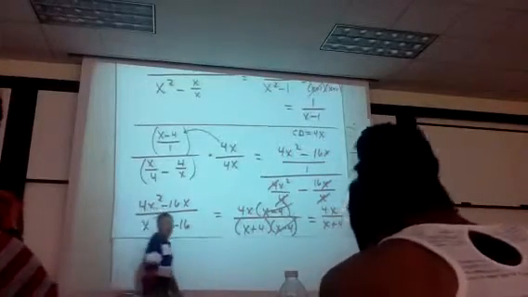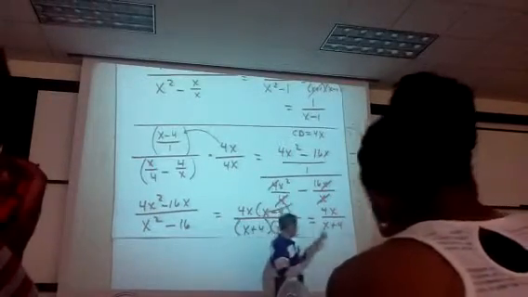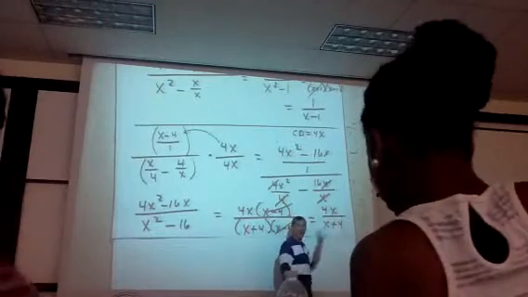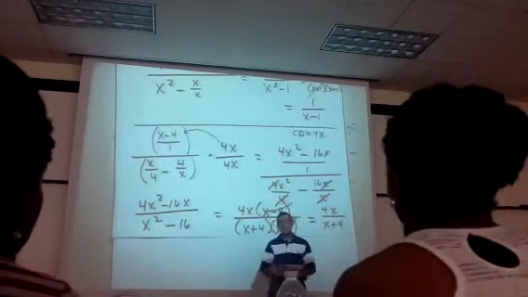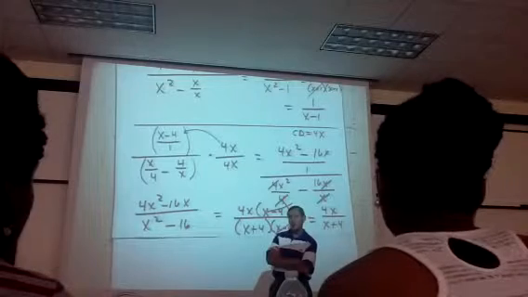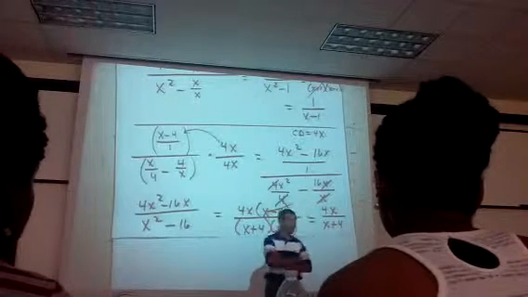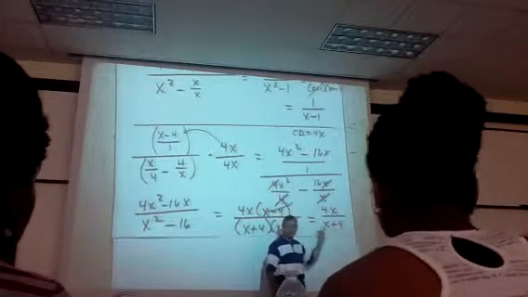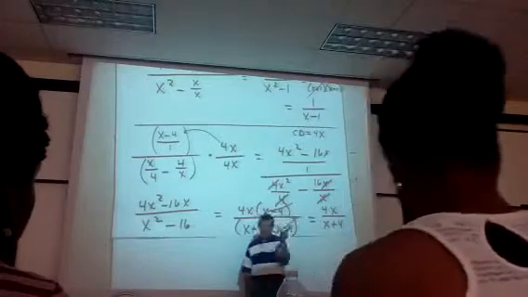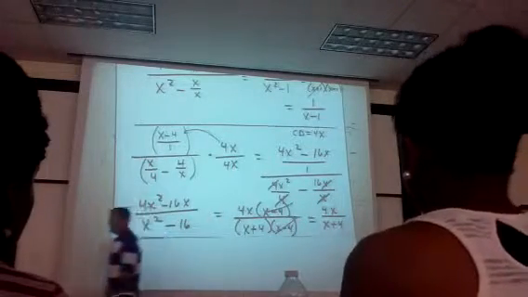Hey, by the way, just a little review here. What's the domain of this expression right here? In other words, what can x be? All real numbers, except for negative 4. Because negative 4 makes the denominator 0, right? Remember that, right? Very good.